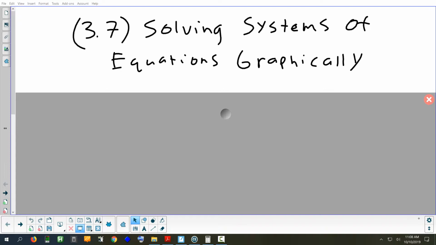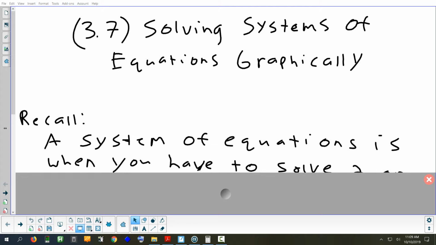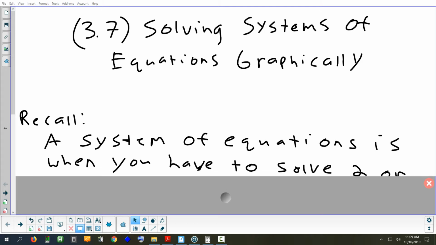Okay, so the last two sections we're going to look at for this week are 3.7 and 4.1. So we've done a lot of graphing two equations on the screen and seeing where they intersect. Right? So that's basically what this section is about.